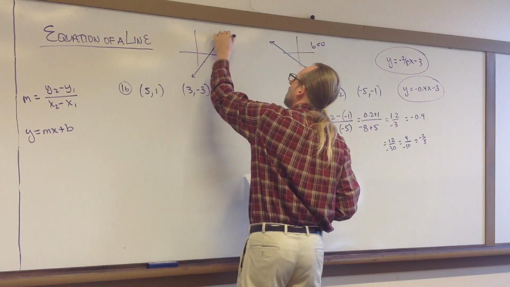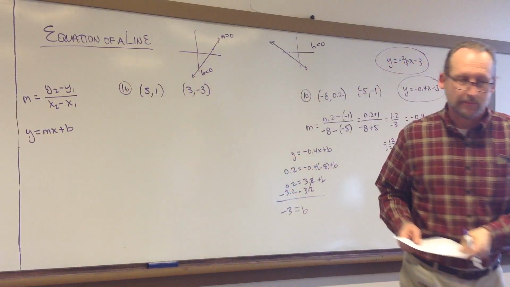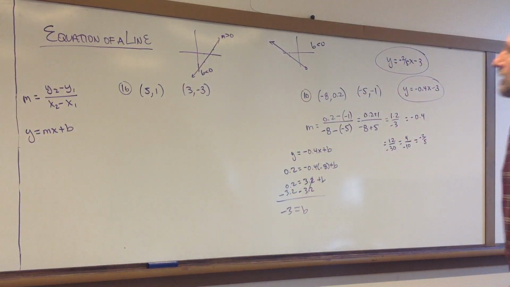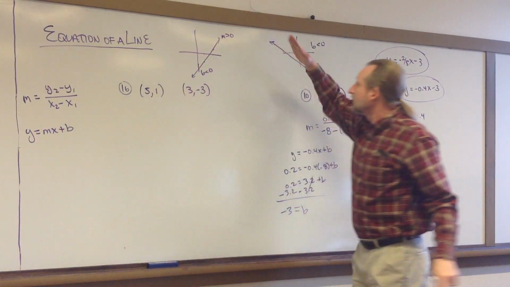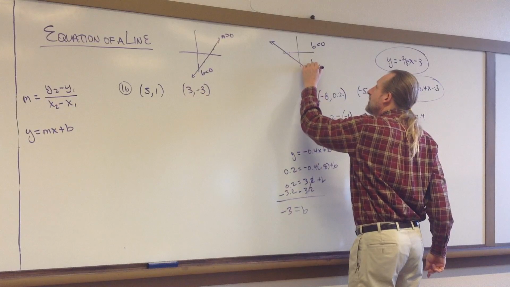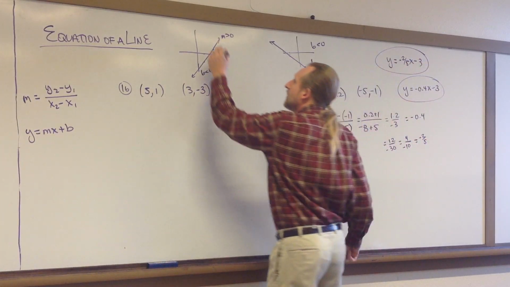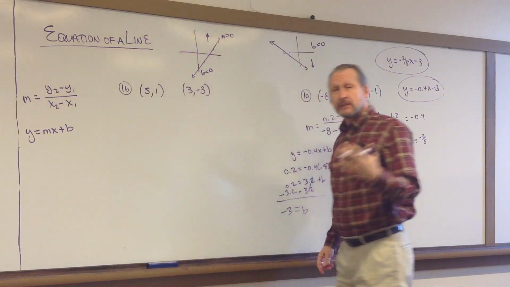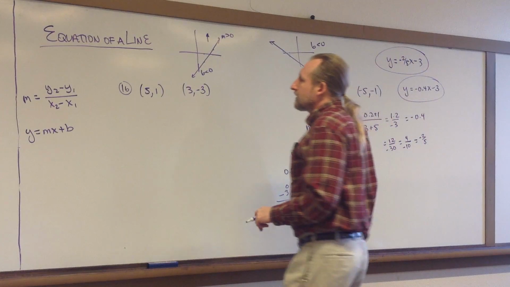So it looks like we'll get a positive slope, but a negative y-intercept. Remember, the positive slopes go like this. The negative slopes go like this, right? The y is decreasing as the x's get bigger. That's a negative slope. Here the y is increasing as the x's get bigger. That's the positive slope.